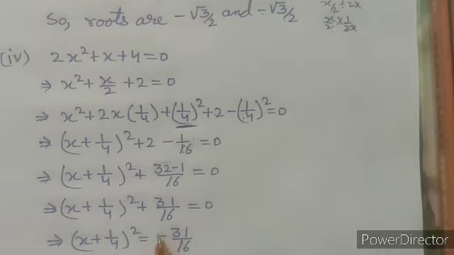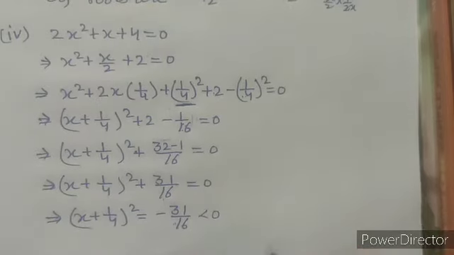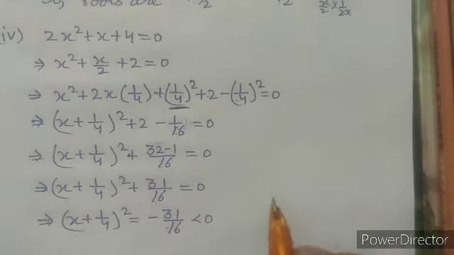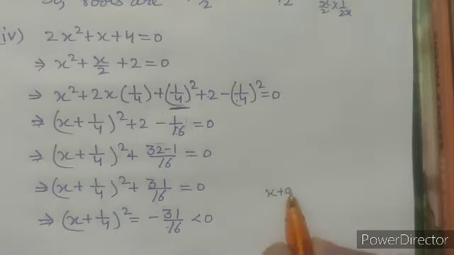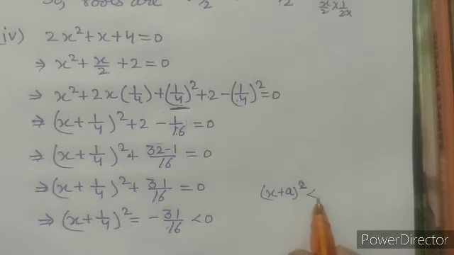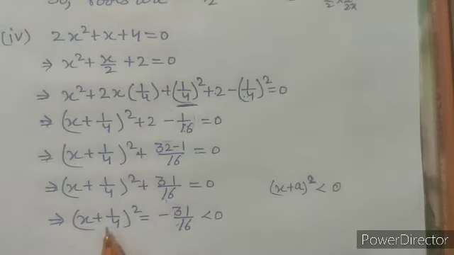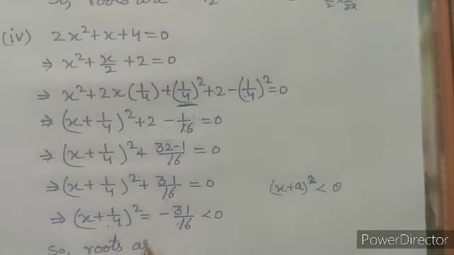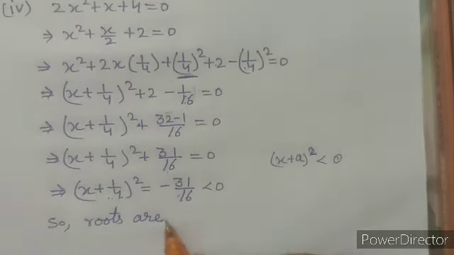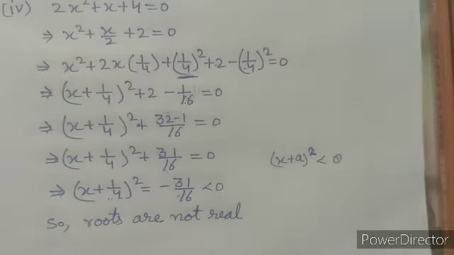On taking it to the right hand side, that will be minus 31 by 16, and this is less than 0. Now if we get the solution of a quadratic equation as (x plus a) square is less than 0, then we can say the given quadratic equation does not have real roots. So the roots are not real, and if roots are not real, we don't need to solve it.